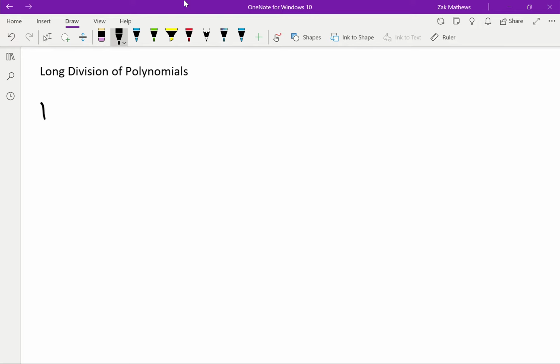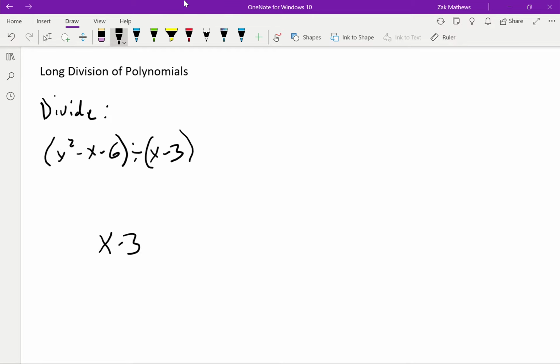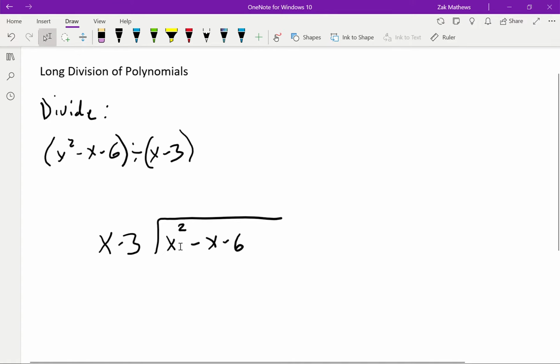Let's divide, and we'll take the polynomial x squared minus x minus 6. I'm going to divide that by x minus 3. So first thing to perform long division, we're going to set up our division. So x minus 3 is our divisor, and we're dividing into the x squared minus x minus 6. So what we're dividing into, that goes inside the division house, and what we're dividing by, that goes on the outside.